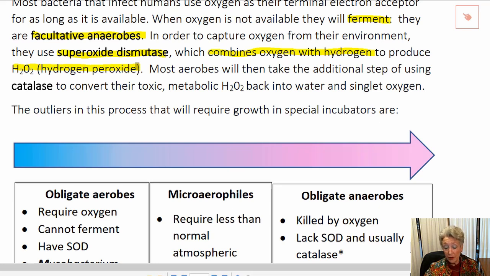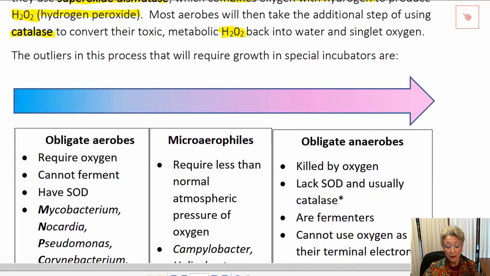Now, most of the aerobes will take the additional step of using catalase, which is another enzyme, to change their H2O2 back into water and singlet oxygen, because H2O2 is an oxygen radical, basically, and can be harmful to live in. So if I'm aerobic and I'm creating H2O2, it's going to be beneficial for my protection to also convert it back into water and singlet oxygen if I can.